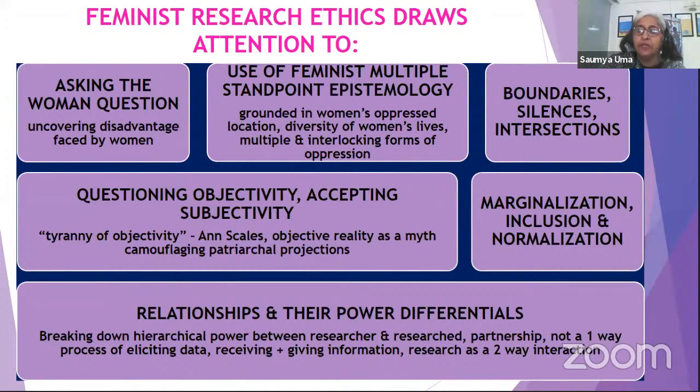The next aspect is looking at boundaries, looking at silences, looking at intersectionalities. I won't explain that more because I think some of this has already been covered by the earlier speakers. Fourth aspect, questioning objectivity and accepting subjectivity, what is referred to by Anne Scales as the tyranny of objectivity. So feminist research considers objectivity or objective reality as a myth. And it is a myth which is camouflaging patriarchal projections, because no research can be 100% objective.